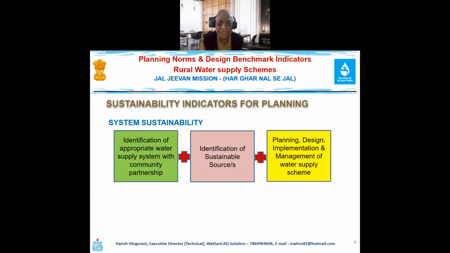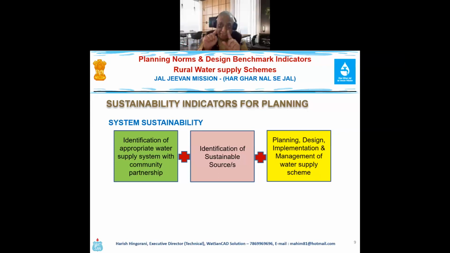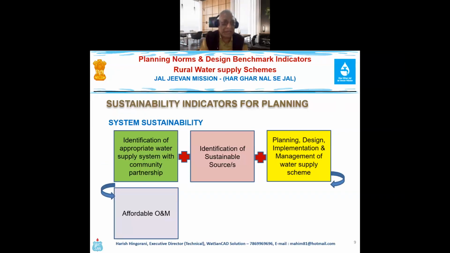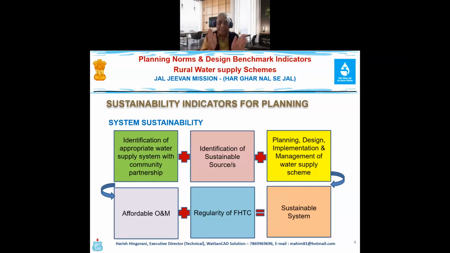The third part is planning, designing, and implementation of the water supply scheme in discussion with the community. Here, handholding will be provided by the ISA or technical agency. Fourth, it is affordable, because once you are conceiving your scheme, it should consider the affordability of O&M. This is one of the major things required by the JJM. Then a regular FSTC. Ultimately, if I sum up the one, two, three, four, I need regularity of the FSTC over the design period.